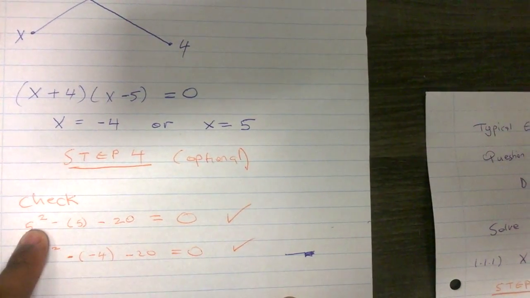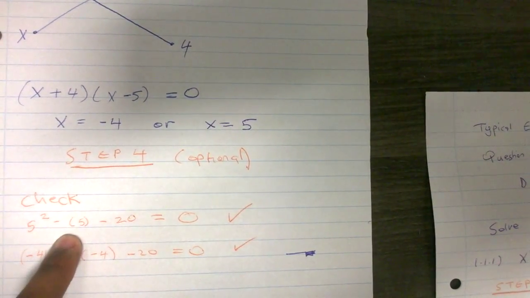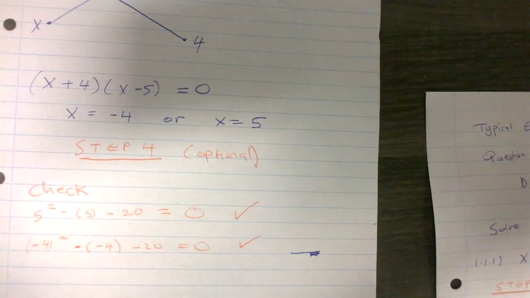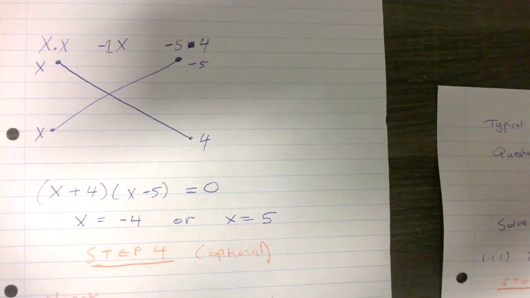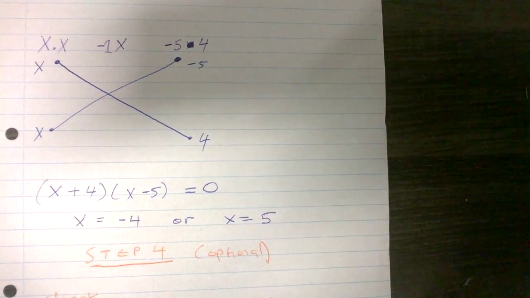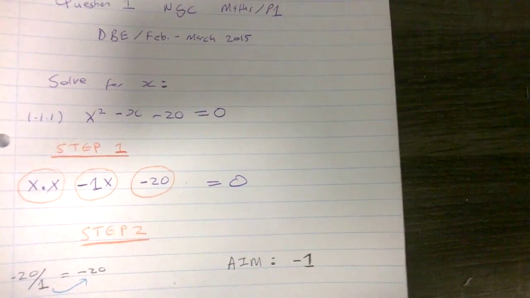Good. And then you take the other one, 5 squared minus 5 minus 20. It does give you 0. So this indeed works. So let's do a quick review. Because this is actually simple, I'm just breaking it up so it might seem more complicated than it actually is.